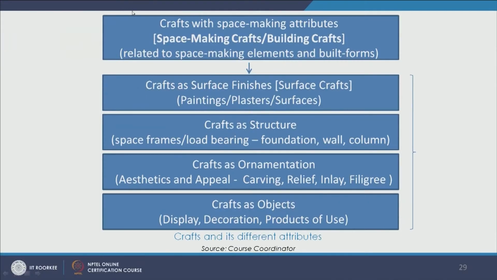Then we also tried to understand crafts and its varied attributes. So if we are talking about crafts with space making attributes and not just as utilitarian crafts, then we can consider it in these 4 different ways, which are obviously not exhaustive, and the list and the research can go on. So craft as surface finishes, craft as structure, craft as ornamentation, craft as object. We discussed all of these in quite some detail. So right now I am just summarizing and giving an overview.